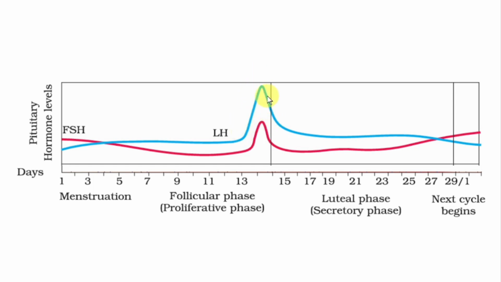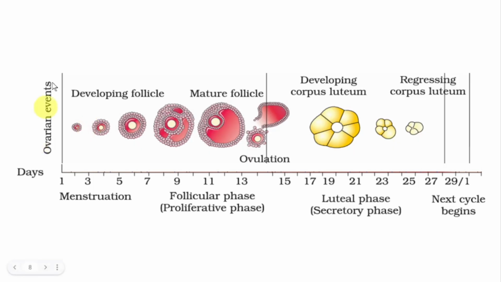So this will lead to ovulation, that is rupture of the Graafian follicle and release of the secondary oocyte, which will travel in the fallopian tube. So this is the kind of graph you will see for pituitary hormones. In the ovary, these are the changes seen. So the follicle is shown here.